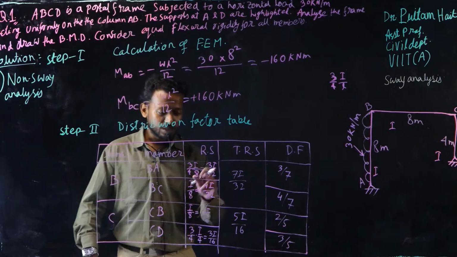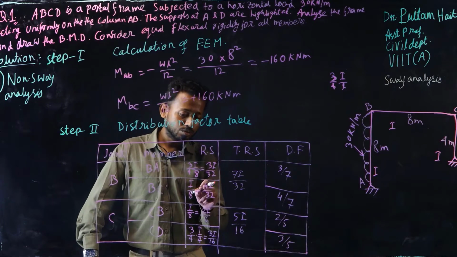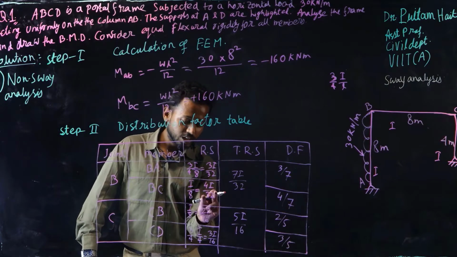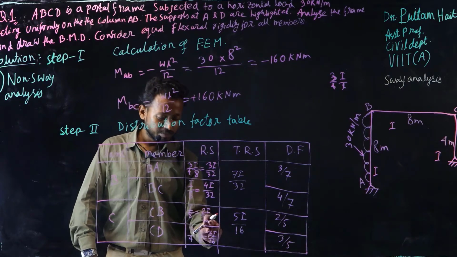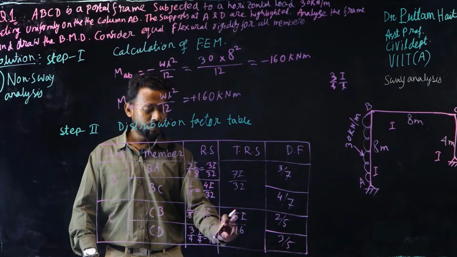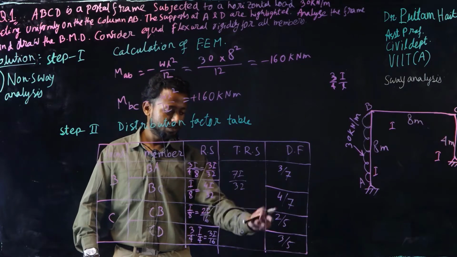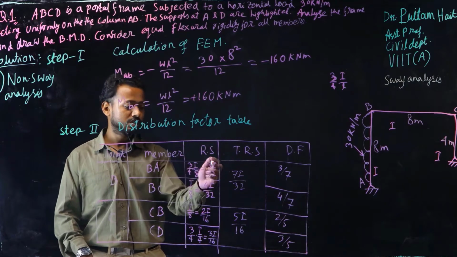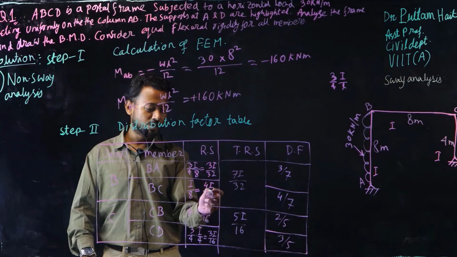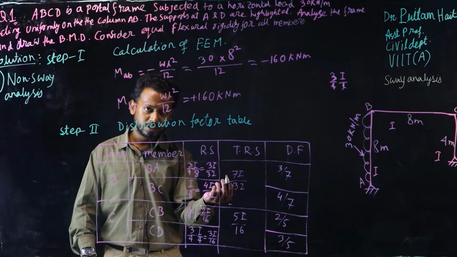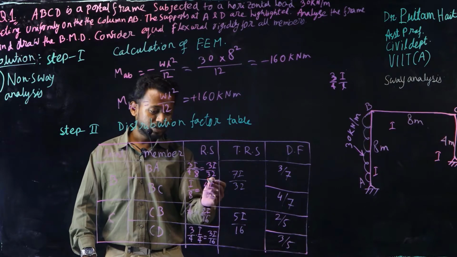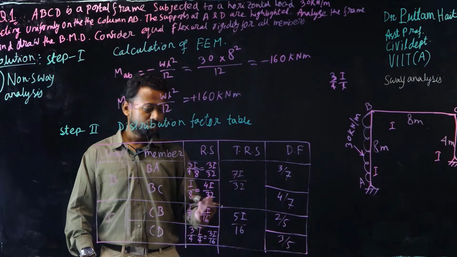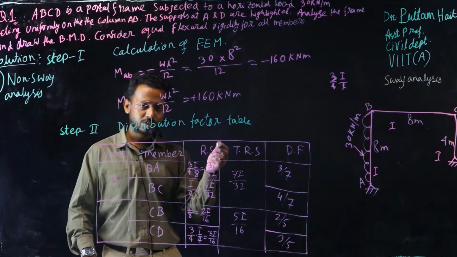So while you calculate the relative stiffness, it is better to keep the denominators equal, so that it will be easier to calculate the total relative stiffness and distribution factor. So let's find out the total relative stiffness. This is 3I by 32, this is 4I by 32, so total 7I by 32. Is it very easy? This is 2I by 16, 3I by 16, so total 5I by 16. It is very easy. Just add 3 and 4, you will get 7. So in this way you can calculate total relative stiffness very easily.